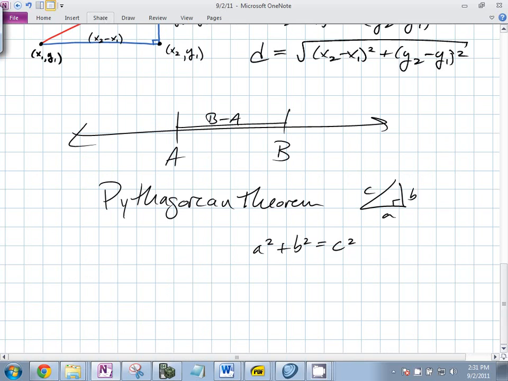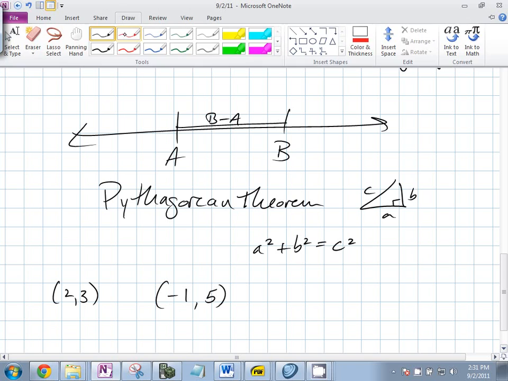Let's say I gave you 2 points: 2, 3, and -2. How about this? -1, 5. If I wanted you to find the distance between the two, does it matter which one you label x1, y1, and which one you label x2, y2? No. As long as it's x's and y's, exactly.